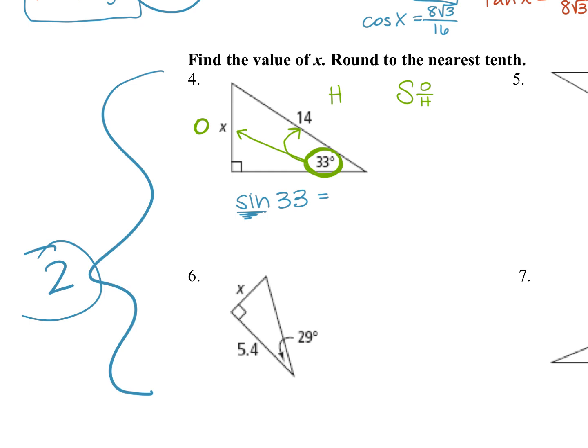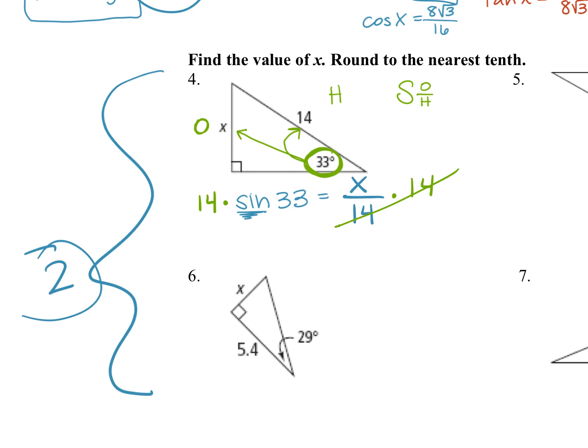Okay, so it says sine 33 equals what? If we set this up as sine 33 equals x over 14, opposite is x, hypotenuse is 14. Now the goal is to solve for the length of x. So what do we do? 14 on both sides. You multiply by 14, yes. If we multiply by 14 here, that's a 1, it goes away. Multiply by 14 here, put that out in front.